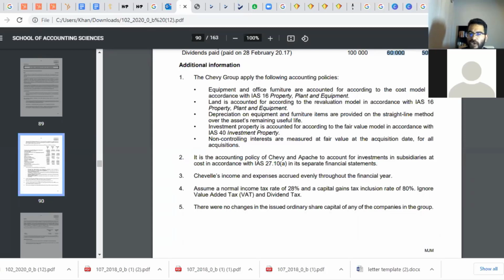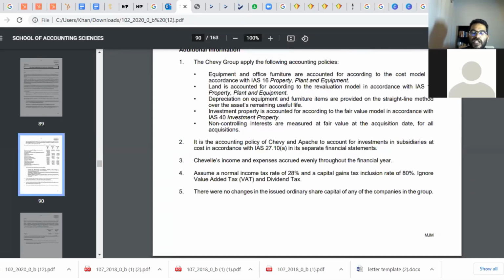Then we have to assume that dividends, all that kind of stuff, there were no changes. Okay. For our purposes, I don't think this ever changes. Yeah, in the real world, this changes. For our purposes, it doesn't change.